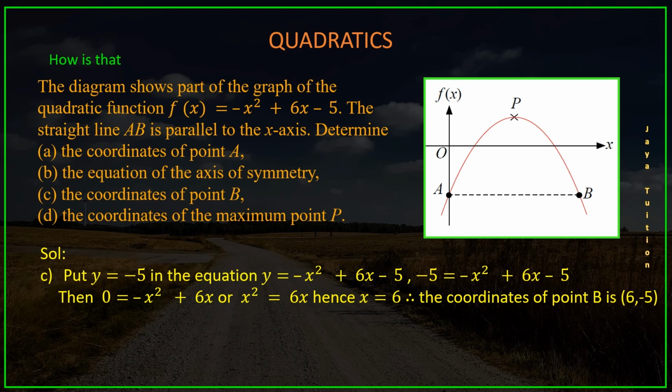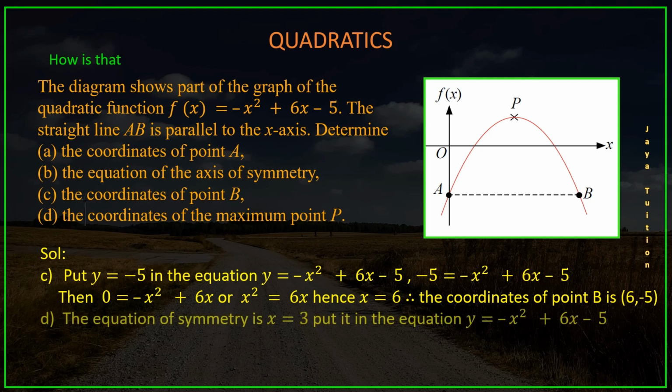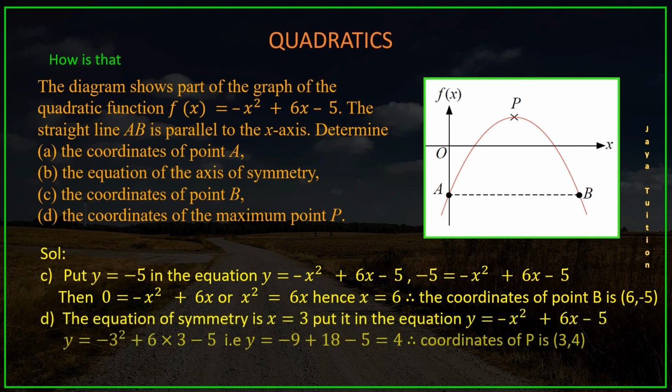The sub-question D, the coordinates of the maximum point P. We already found out the x value for the maximum point P to be equal to 3. Put the value of x equal to 3 in the equation y is equal to negative x squared plus 6x minus 5. Evaluate it, you get the value of y to be equal to 4. Hence, the coordinates of the point P is (3, 4).